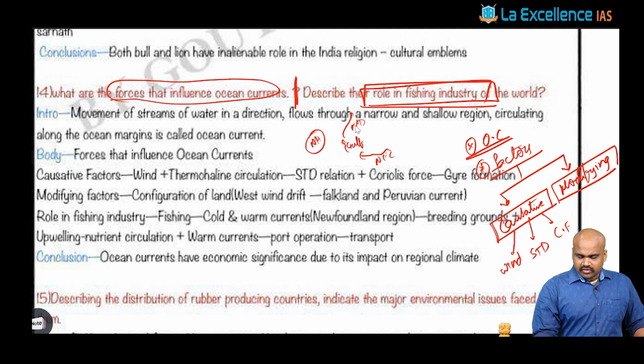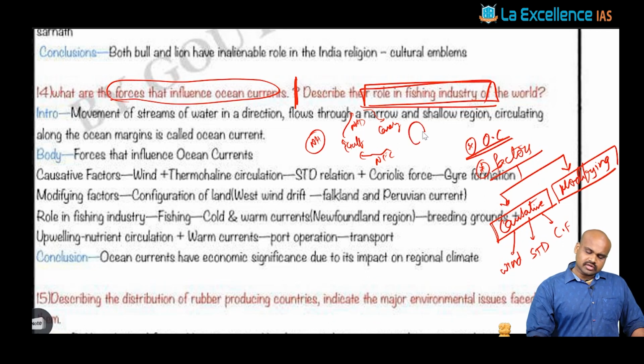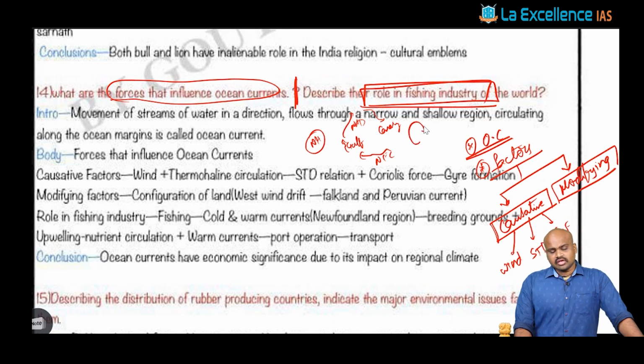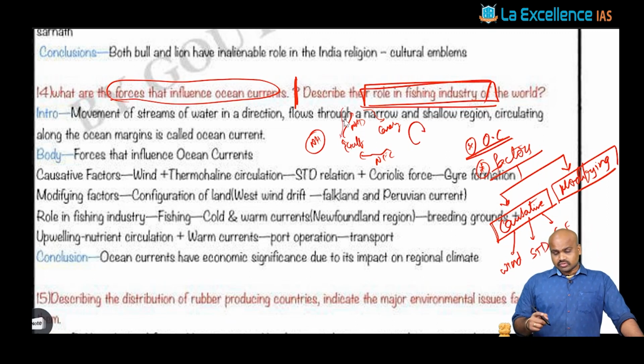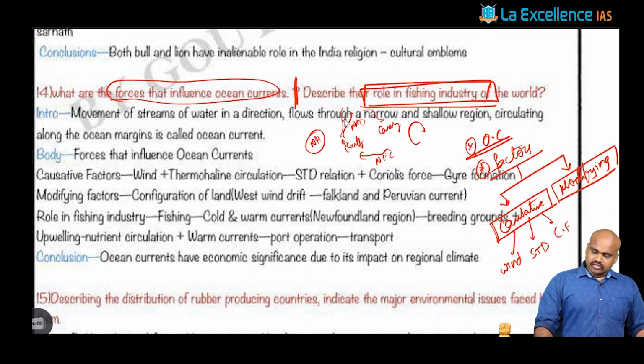Then apart from NAD, we also have the Labrador and the Canary. Then we also have this kind of circulation that is generally seen, which is fundamentally showing a clockwise direction in the northern hemisphere, right? Now we know that the Gulf Stream and Labrador are going to mix, which we are going to discuss as part of the fishing industry. Right. Once we talk about these causative factors, we will also discuss the modifying factors.